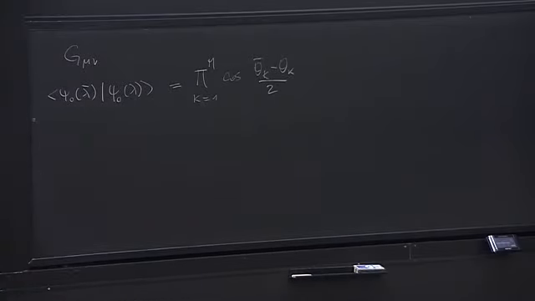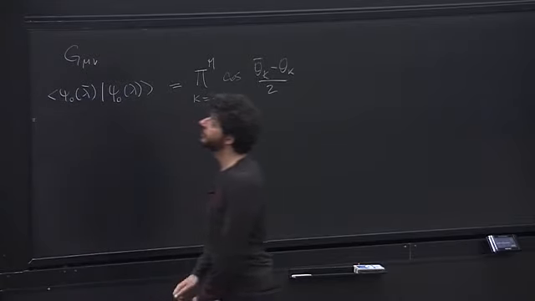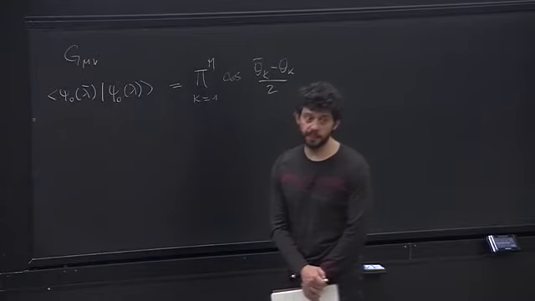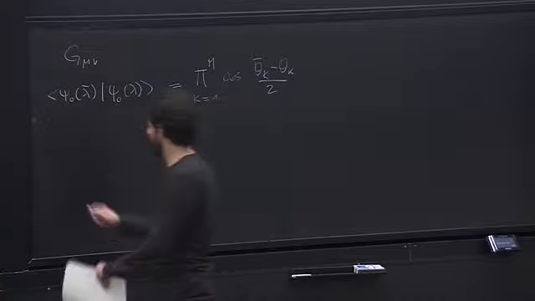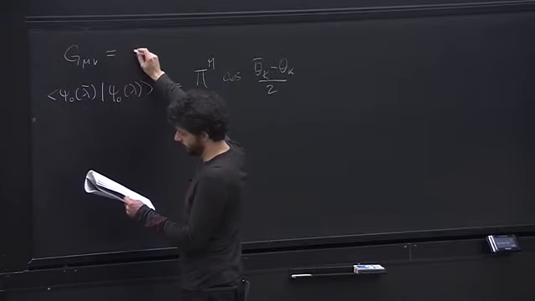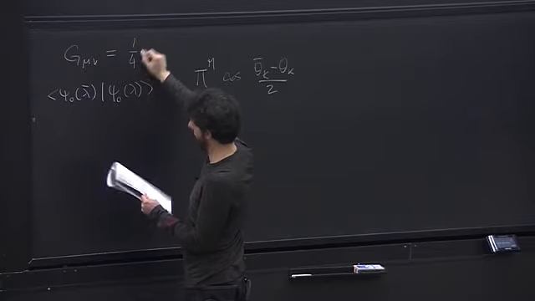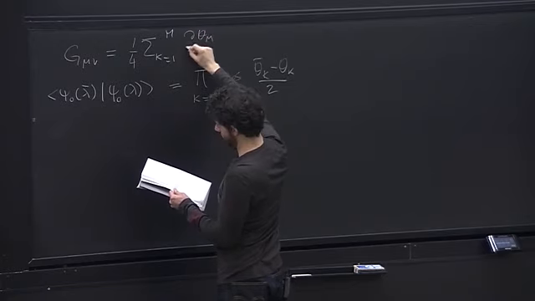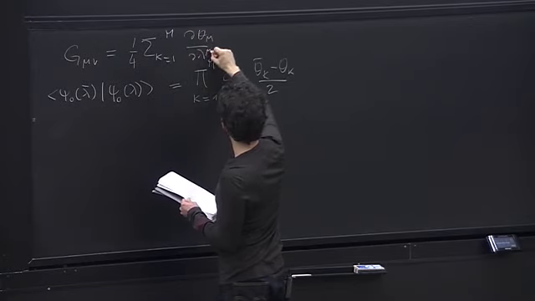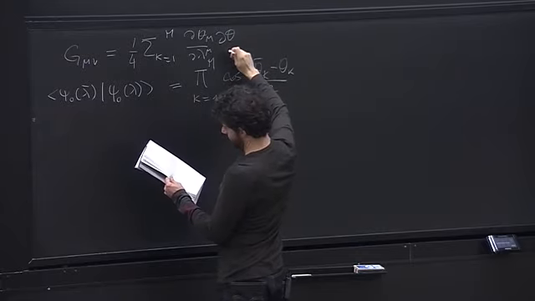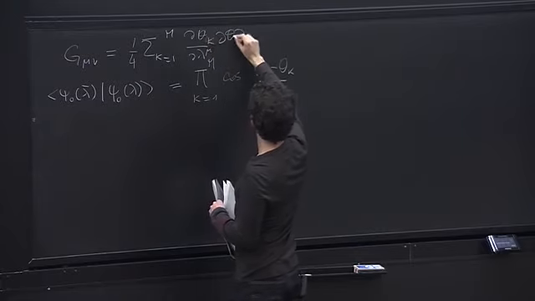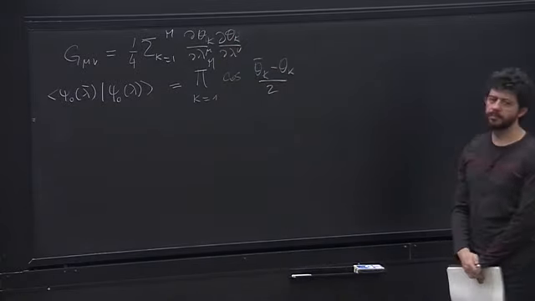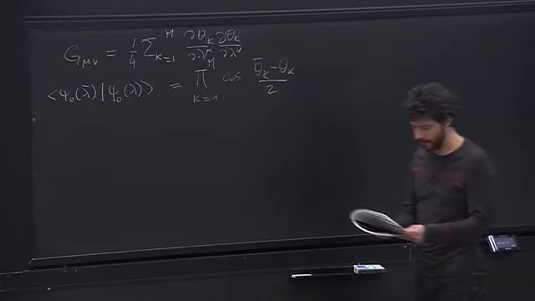So once you have this, you can compute everything else. You can compute directly the G mu nu, because it turns out that G mu nu is equal to 1/4 the sum over k from 1 to m of the derivative of theta k with respect to lambda mu, times the derivative of theta k with respect to lambda nu. So this is the result of the calculation.